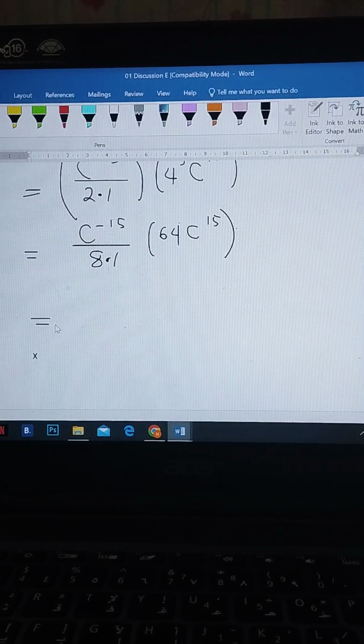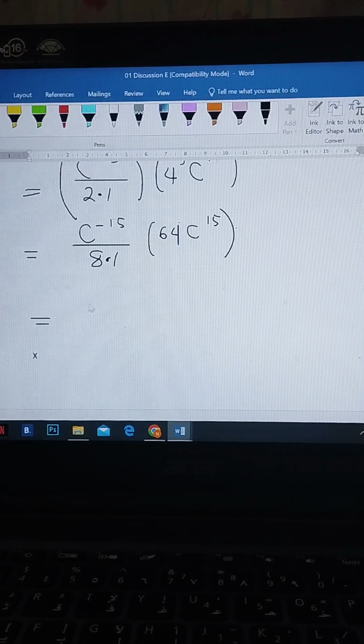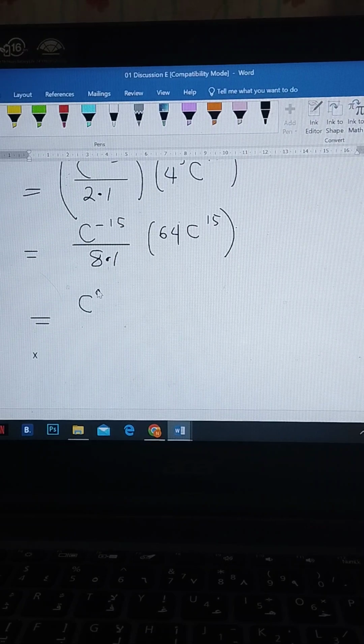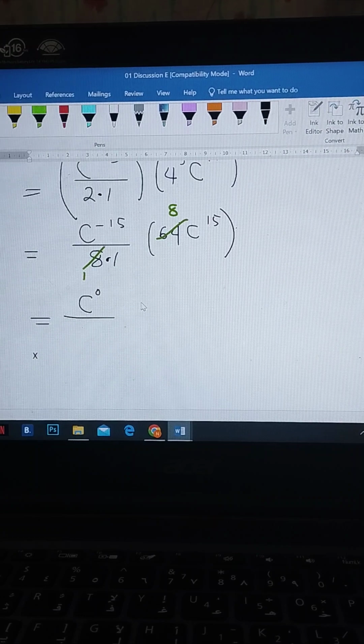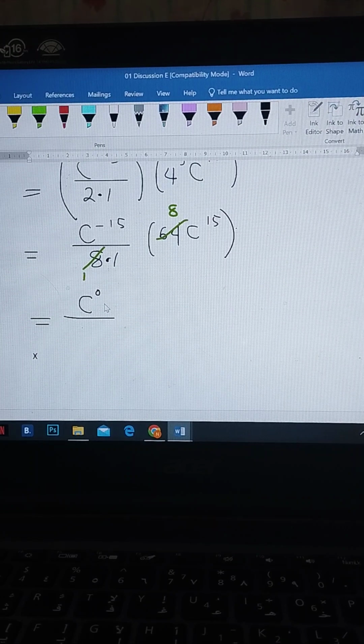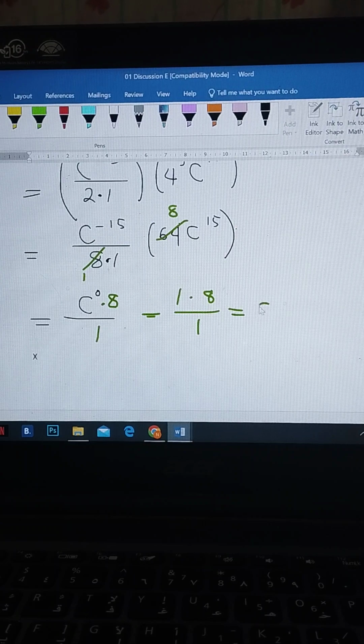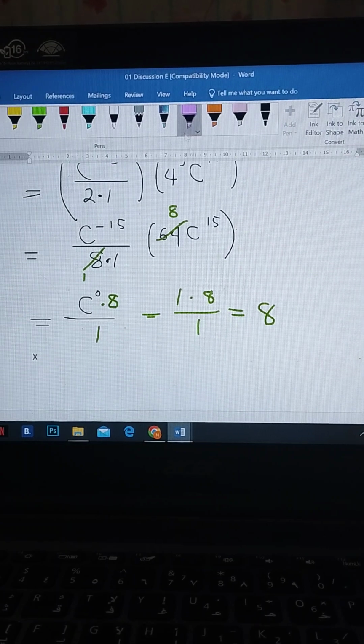C raised to 15 times c raised to negative 15 times c raised to 15 is c raised to 0. You cancel 64 with 8 is equal to 8, 1. So meaning that is equal to times 8 all over 1. Now c raised to 0 is equal to 1. So 1 times 8 all over 1 equal to 8. So the answer is 8.